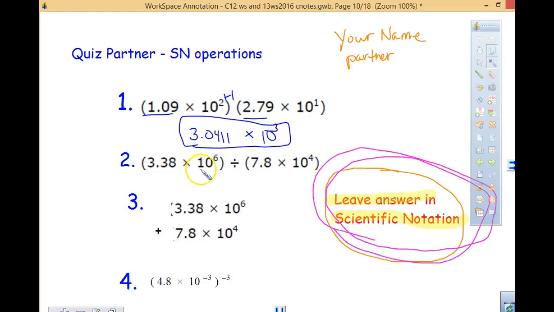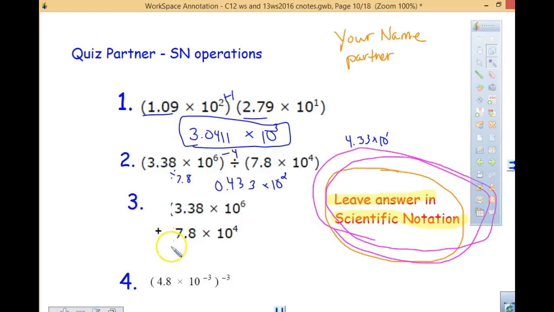Okay? When I take a look at this next one, I should have taken on my calculator 3.38 and I should have divided it by 7.8. And when you do that, you get 0.433 times 10, and you take 6 minus 4, which gives us 10 to the second. And if you left this answer, I probably took off a point, because you did not, at this point, change it to scientific notation. And the answer should have been 4.33 times 10 to the first.